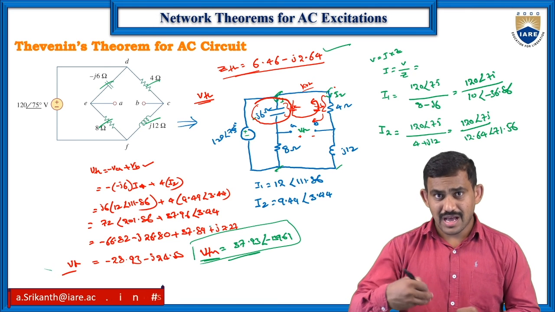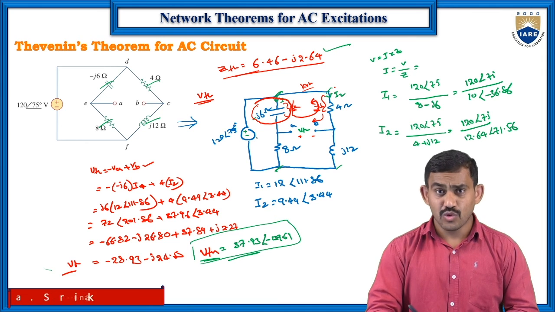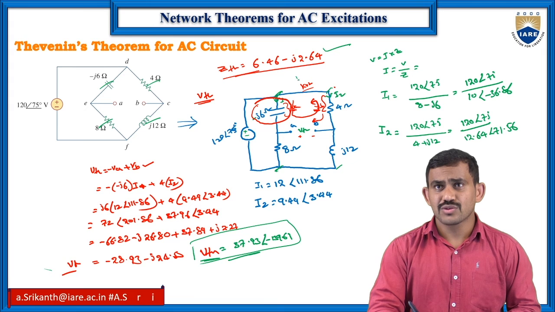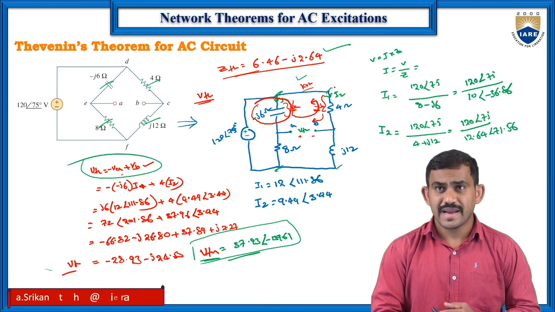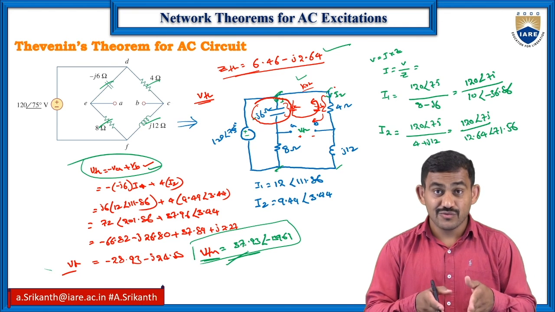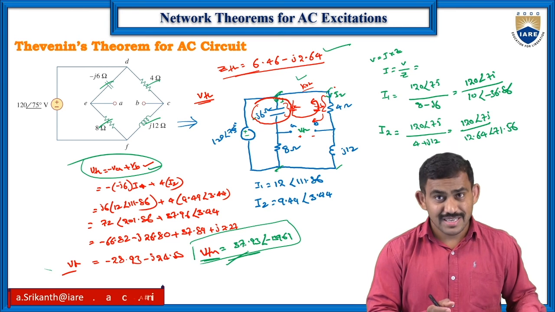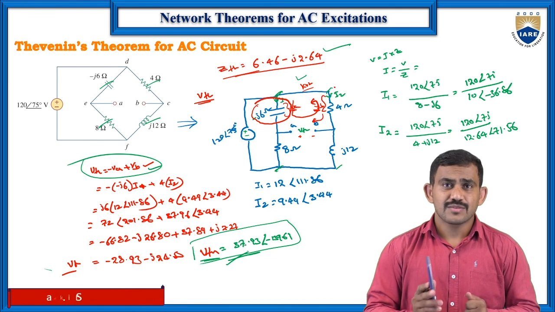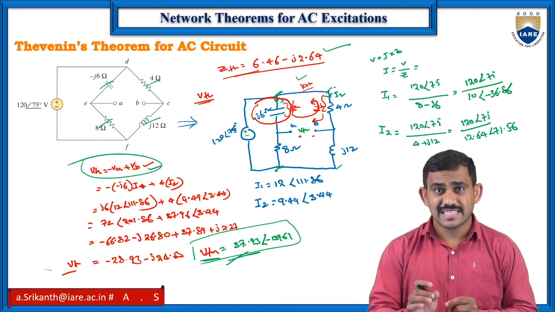And coming to VTH, I want to find out the current values when the voltage is parallel to the branches. So find the I1, I2 values, and use the KVL rule to find out the VTH value. So VTH is minus VA plus VB, then we have the VTH value. For that we need to know rectangular to polar and polar to rectangular conversion. It's very, very important. Using a calculator is better. So this is about Thevenin's theorem for AC excitation.